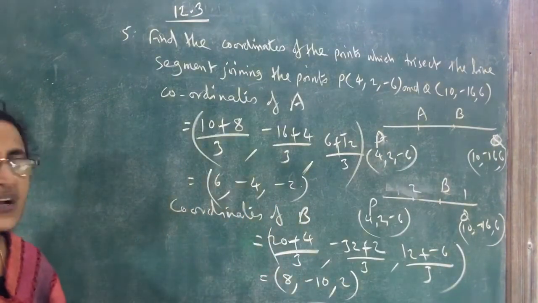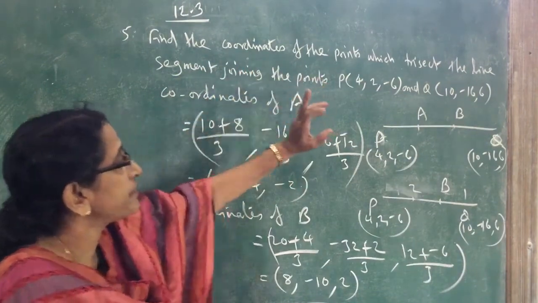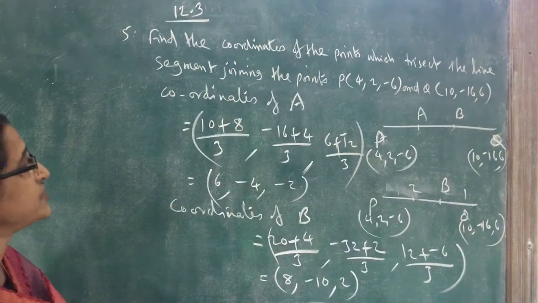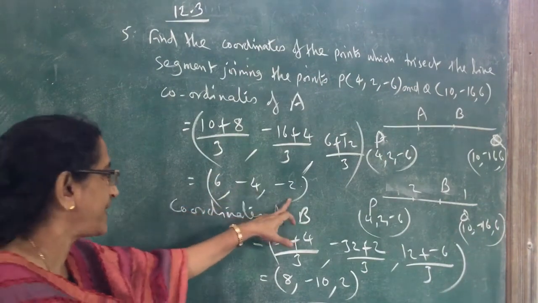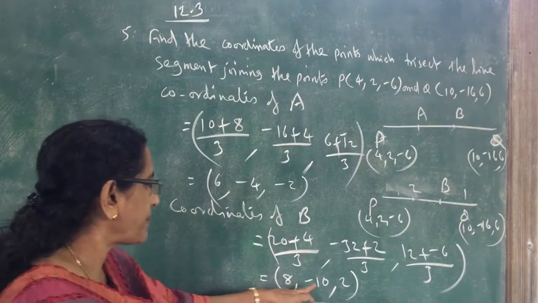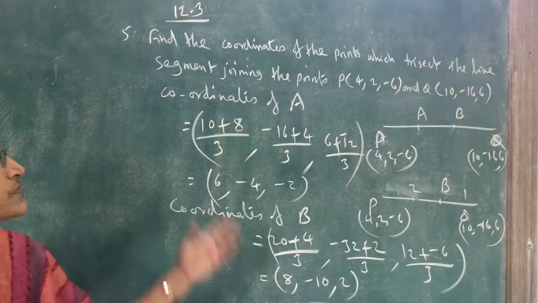So these are the coordinates of the points which trisect the line segment joining the points P and Q. These are the points (6, -4, -2) and (8, -10, 2). These are the required points of trisection.